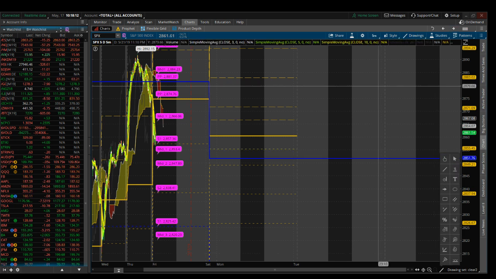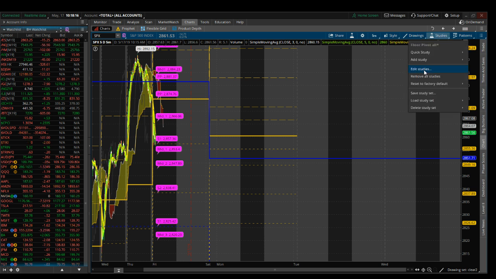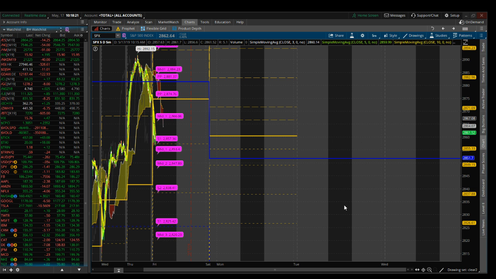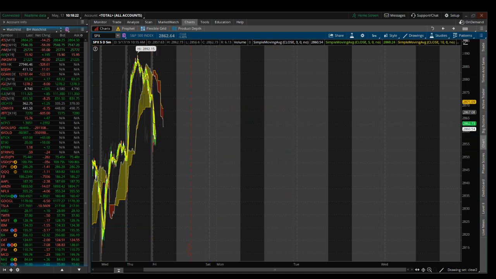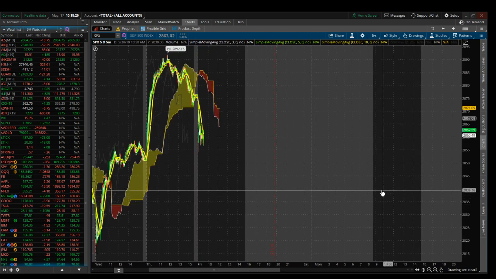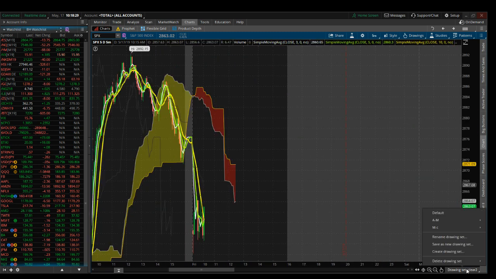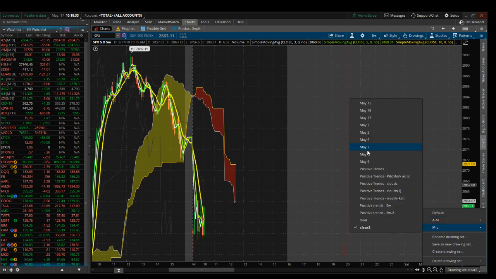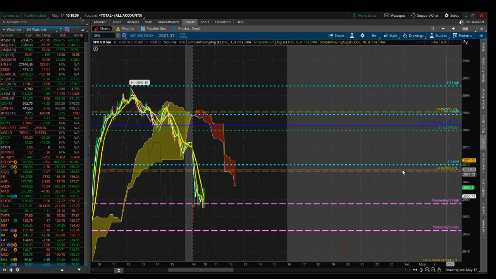Let me draw up studies, edit studies. I'll remove the floor pivots. I'll add mine. Okay. There. We'll go back to May 17th. Get these levels in. Okay, get this updated. So here's your pivot levels: 28, 74, 76.